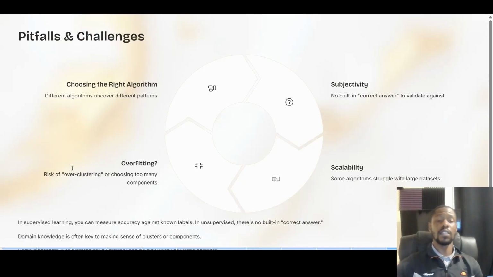In supervised learning, you can measure accuracy against known labels, whereas in unsupervised learning, there are no built-in correct answers. And so domain knowledge is often the key to making sense of these clusters or these components. So having expert knowledge to be able to properly interpret the data that you're looking at.